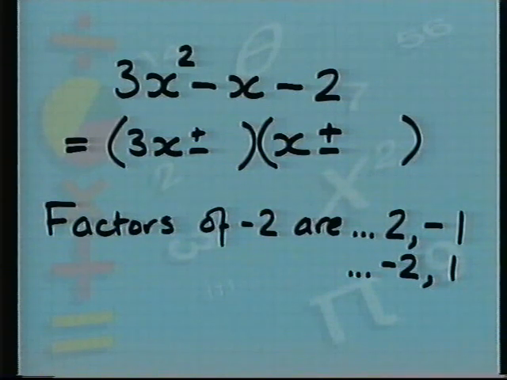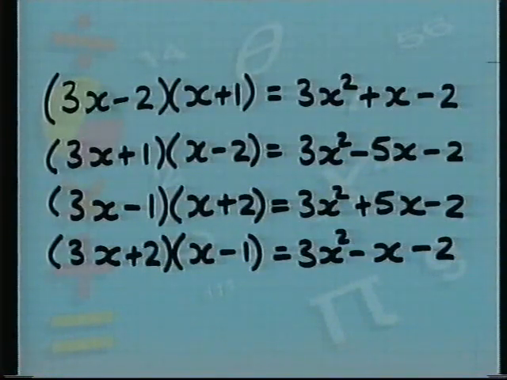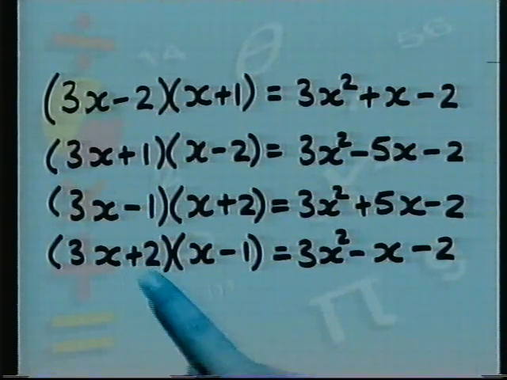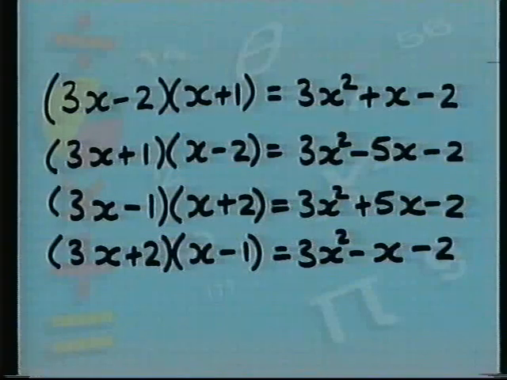Well, they are 2 and minus 1, or minus 2 and 1. So let's try them out to see which pair works. Don't forget that there are 4 choices. So let's look at these. And we find that this gives the correct solution.